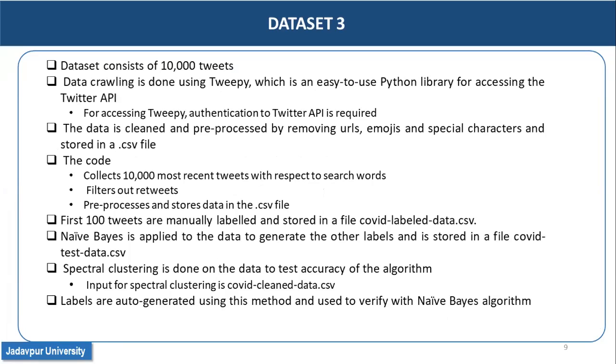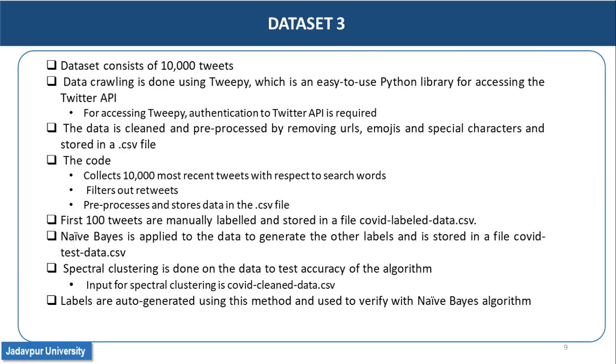So now we come to the third dataset. The third dataset consists of 10,000 tweets as in the first, and the data crawling has been done using TweetP, and they are stored in a CSV file. In the extraction process, the time of collection was up to May 2020, and the 10,000 most recent tweets up to that date were taken. Then we filtered out the retweets and cleaned the tweets as usual, and the first 100 tweets have been manually labeled and stored in a file.